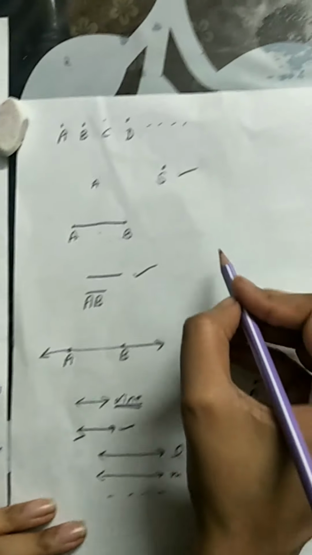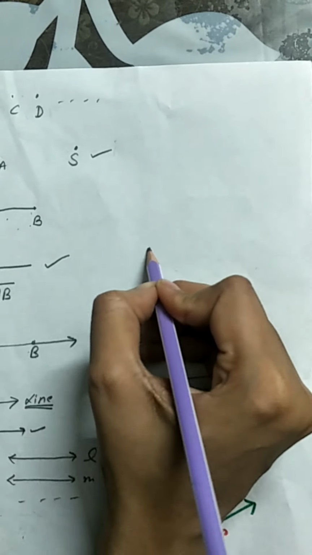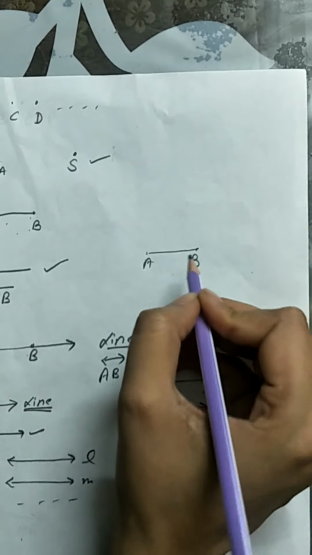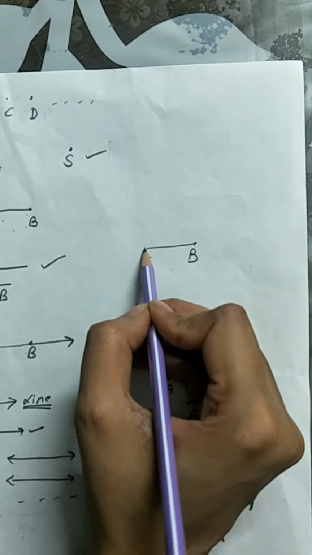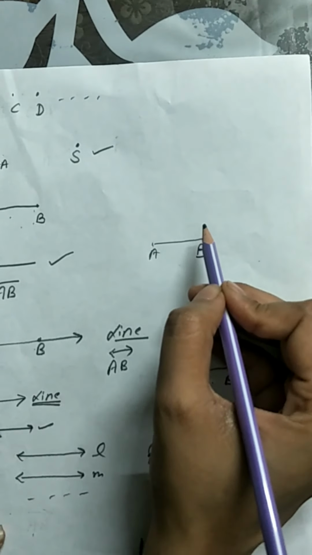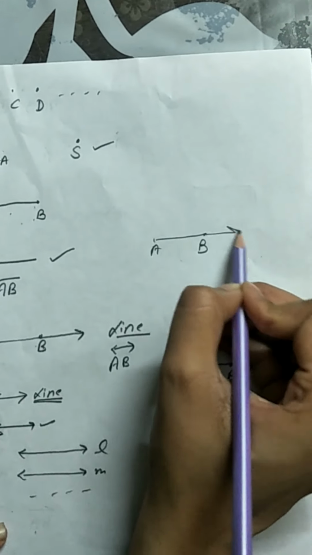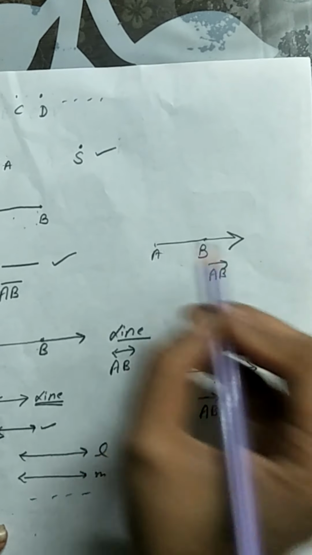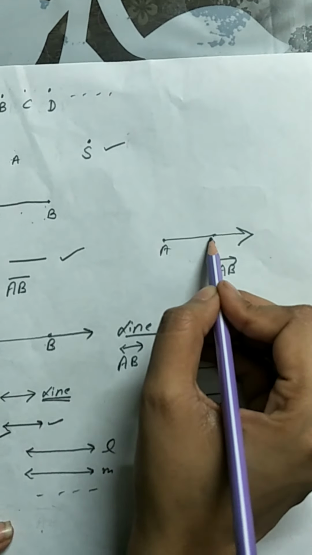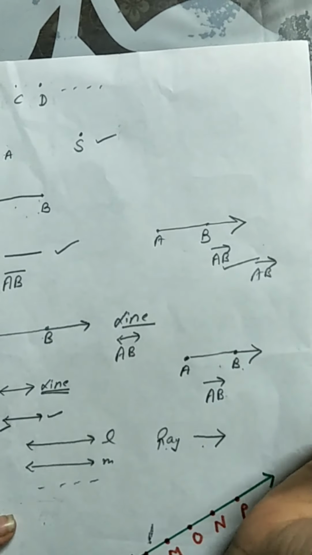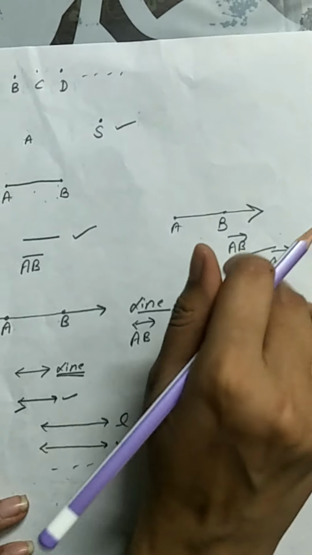Students, suppose I take line segment AB extended in the direction from A to B and marked by an arrow at B; it represents ray AB. This is the starting point, and it is noted like this, AB with an arrow. I hope ray is clear to all.